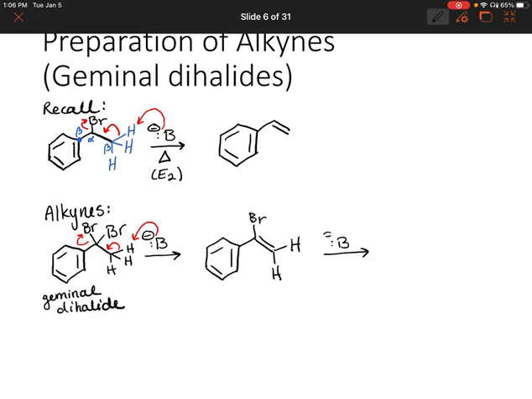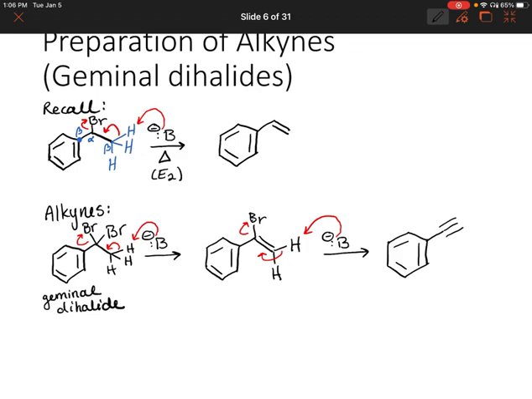So we still have 2 hydrogens bonded on the end there. So our base can come in, grab one of those protons, and they'll leave behind another pi bond. And then the second leaving group will leave. And then we get our triple bond.